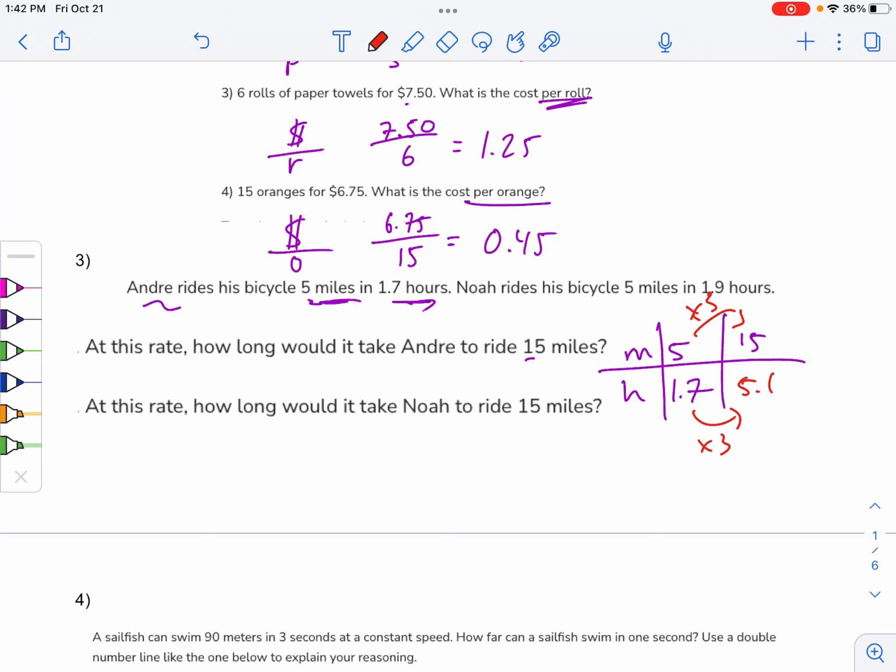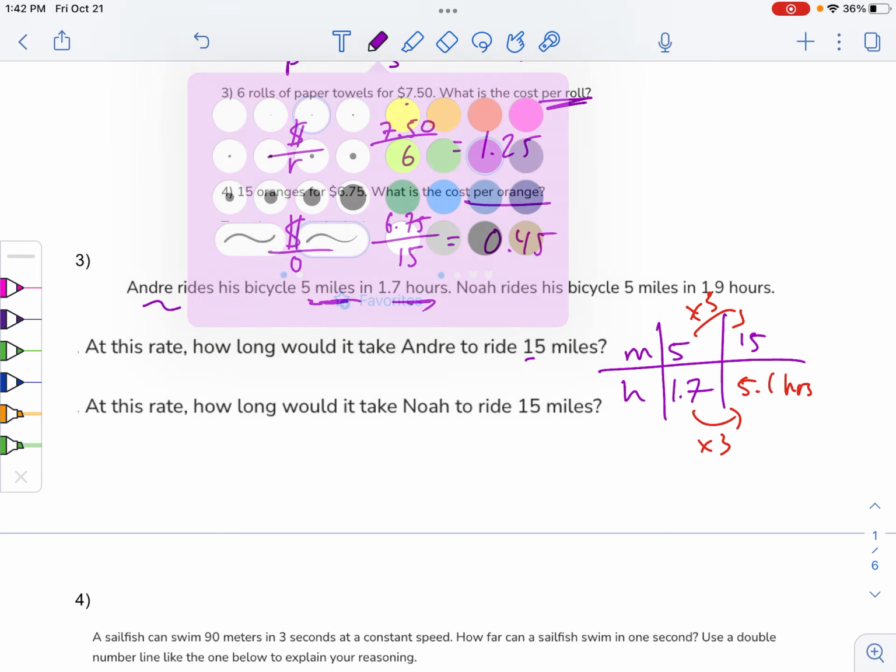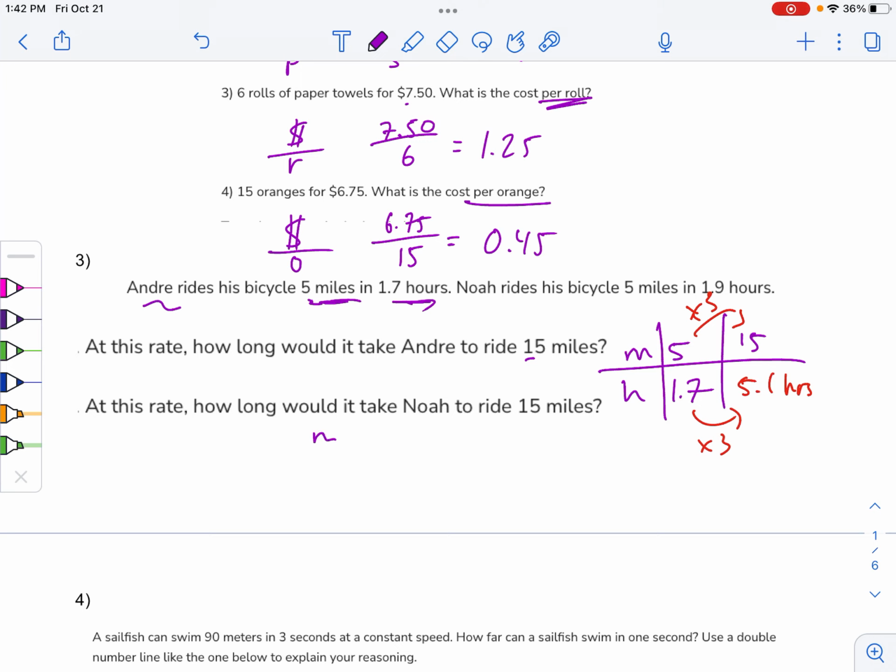I should get 5.1. Looks like it's going to be hours. Let's try that into one. Ratio table, looks like I've got miles and hours again. Notice I'm always trying to write it down. I'm getting these labels first so I can keep track of the order that I'm doing them in. So that's going to be 5 miles in 1.9 hours, and I'm trying to find for 15.